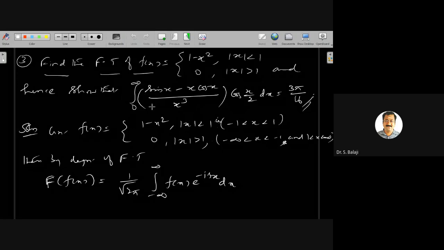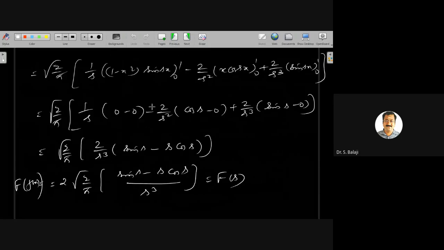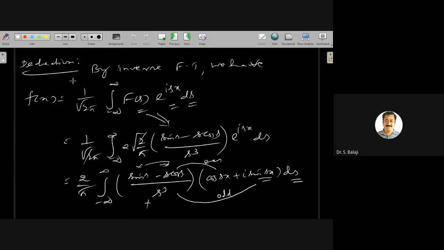This is possible with the help of the inverse Fourier transform. For the deduction, by the inverse Fourier transform, we have f of x equal to, by the inverse Fourier transform definition, 1 by root of 2 pi, integral from minus infinity to infinity, F of s e power isx, that is very important, e power plus isx ds.